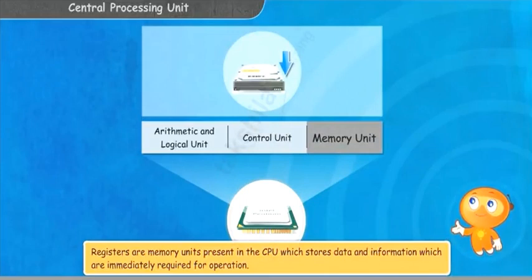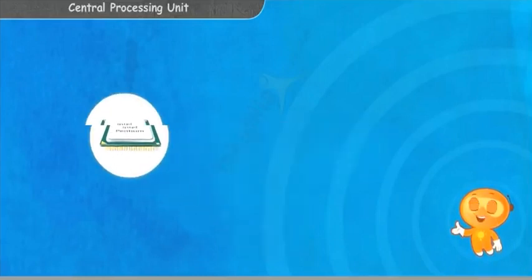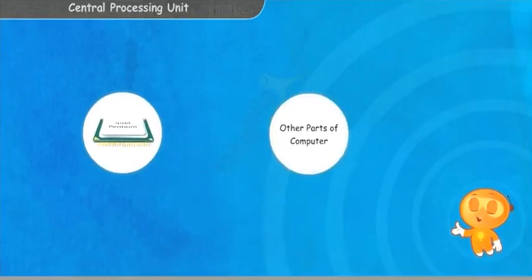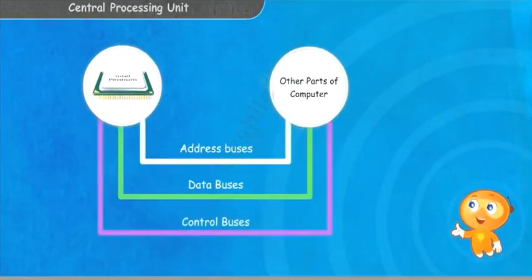Registers are memory units present in the CPU which store data and information which are immediately required for operation. All these parts inside the CPU are connected to other parts of the computer using address buses, data buses, and control buses.